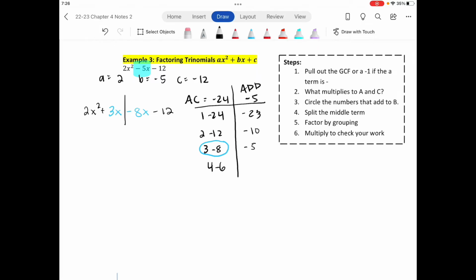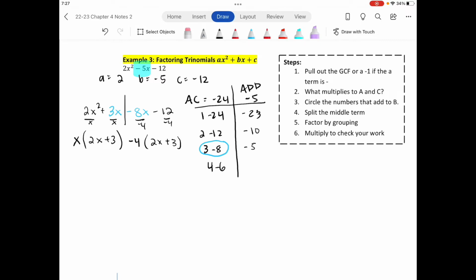To finish our factoring, we need to look at each side individually. Since 2 and 3 have no number in common, we'll look at our x's. We have one x that's in common, so that's our greatest common factor. Divide both values by x, and we'll end up with 2x plus 3. On the other side, negative 8 and negative 12, they can both be divided by a negative 4. And that's going to leave us with 2x plus 3 inside our parentheses.